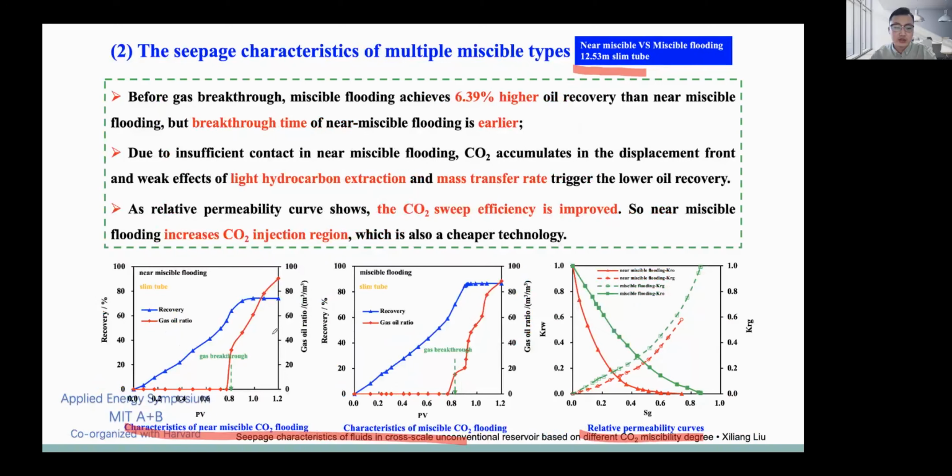Relative permeability curves show the CO2 sweep efficiency is improved. So near-miscible flooding increases the CO2 injection region, which is also a cheaper technology.